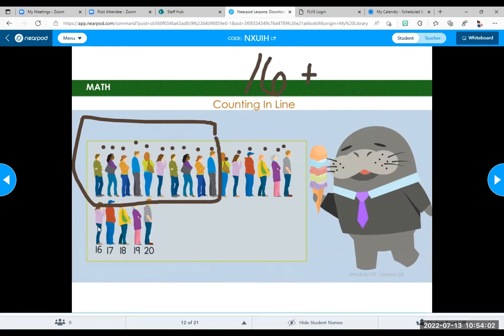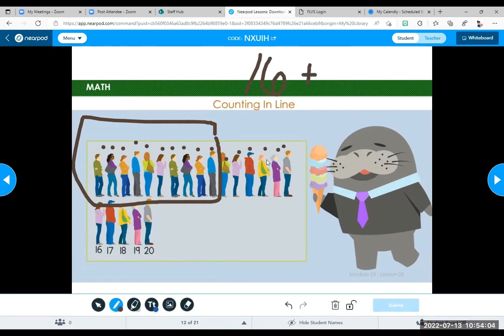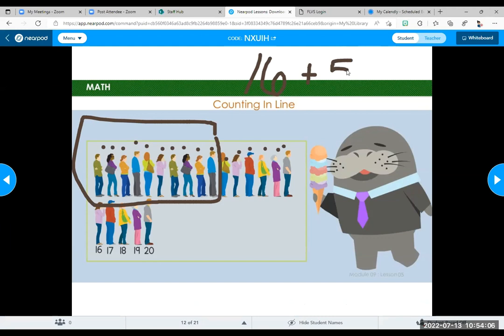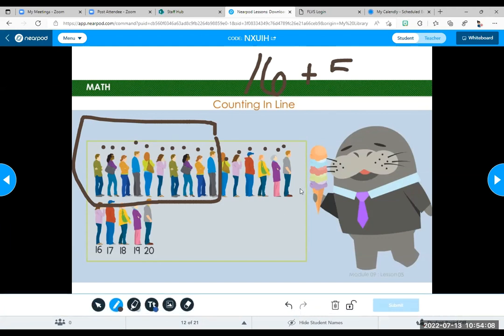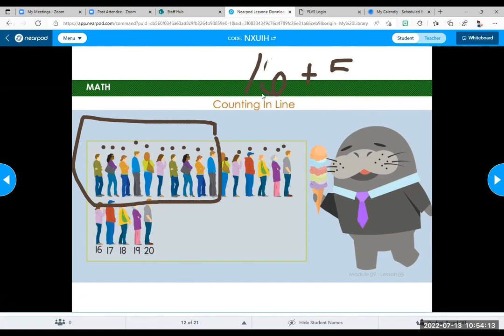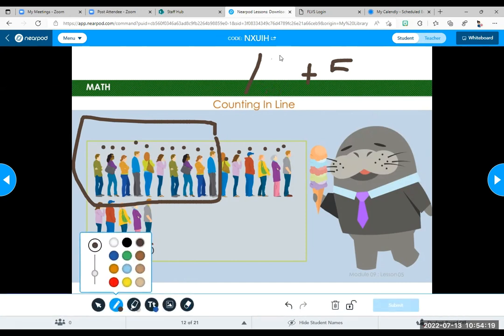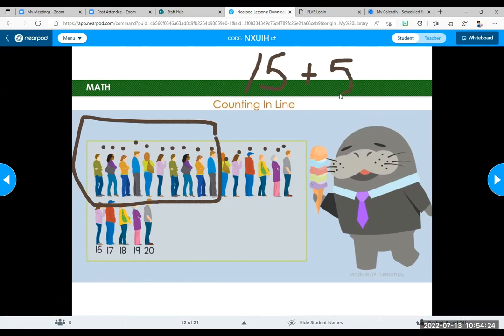Plus there are 1, 2, 3, 4, 5 more. Oh, that's not right. Is that right? 15 people in line. I got it wrong. Miss Cruz. Oh, boo boo. Hold on. 15. Okay. 15 people waiting in line and 5 more waiting underneath.